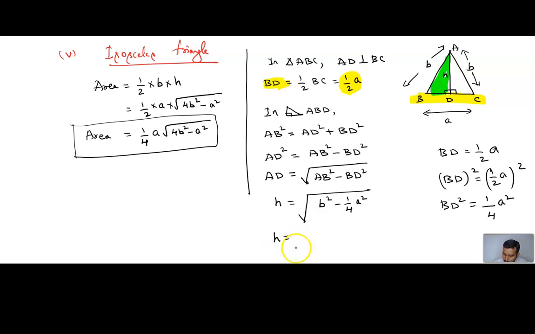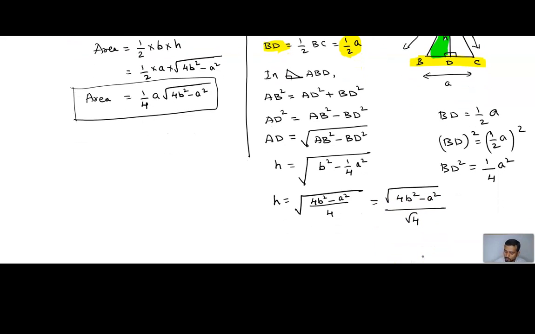Now, H is equal to root of, what is the LCM? LCM is 4. Then here 4b square, and 1 into a square is a square. Now we can see the square root is there for the numerator as well as the denominator. So here we get root of 4b square minus a square divided by root of 4. The value of h finally: root of 4b square minus a square will be as it is, and the square root of 4 is 2. So, root of 4b square minus a square by 2.